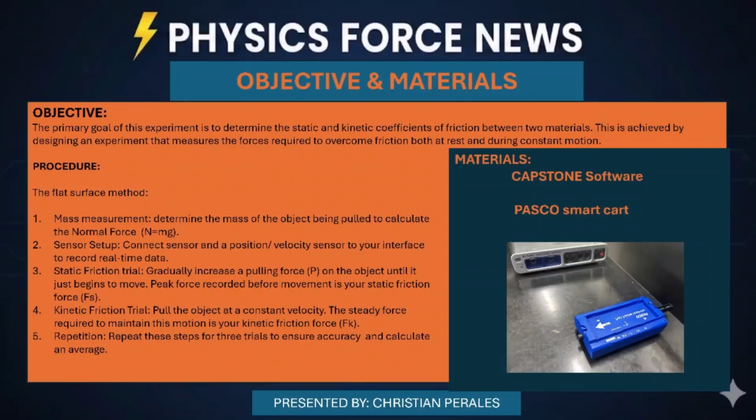Mathematically, we are anchored by Newton's law. When an object is on a flat surface and we pull it at a constant velocity, the pulling force P is equal to the friction force F. By definition, F equals mu N. On a flat surface, the normal force N is just the object's weight, or mg. Therefore, our golden formula for today is mu equals P over mg.